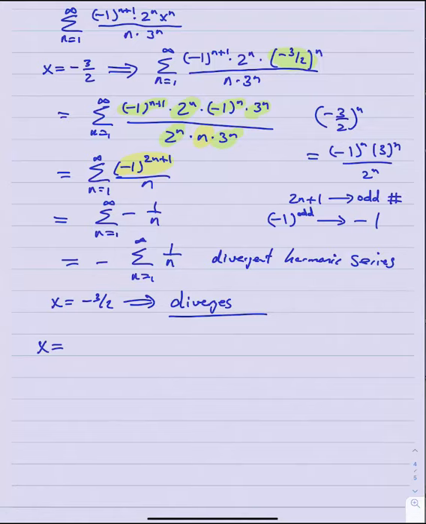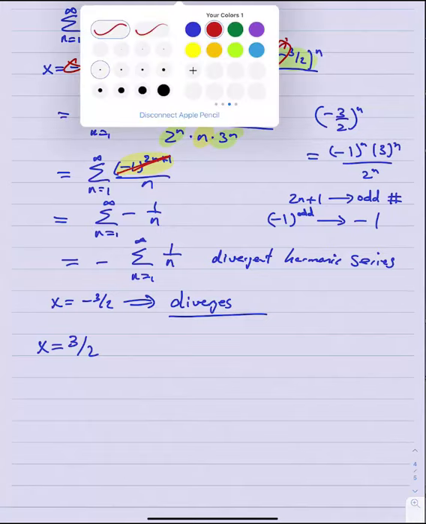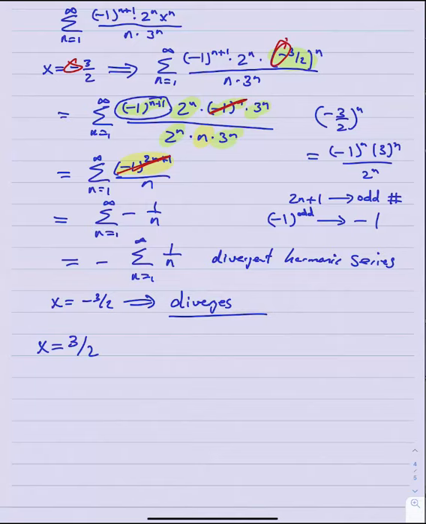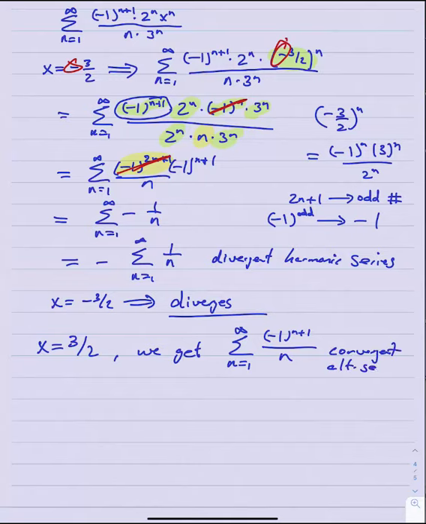Okay, what about x equals 3 halves? Well, for that, the only thing that would change is our negative right here. The negative from that negative 3 halves will not be there. That means that negative 1 to the n won't be there. That means this negative 1 to the 2n plus 1 should just still be this negative 1 to the n plus 1. And everything else stays the same, so that means we're looking at the series n equals 1 to infinity, negative 1 to the n plus 1 over n. And I recognize by the alternating series test that that's convergent. Okay, so that means when x equals 3 halves, we're convergent.